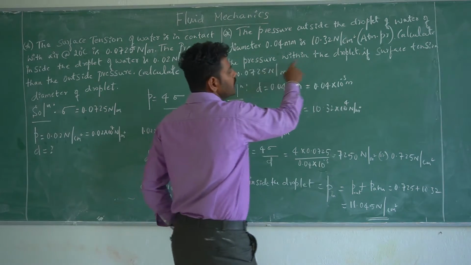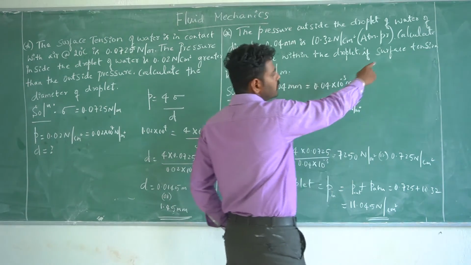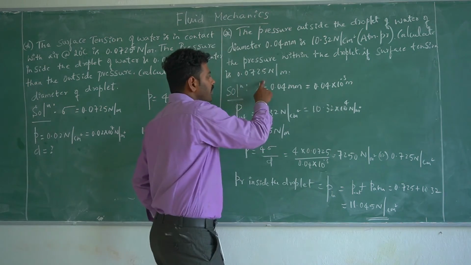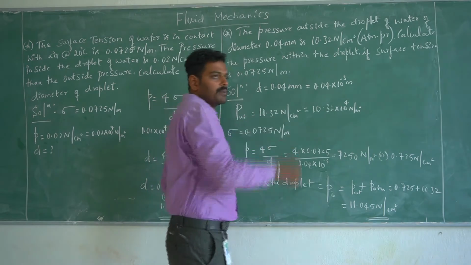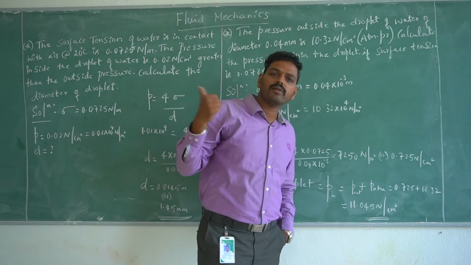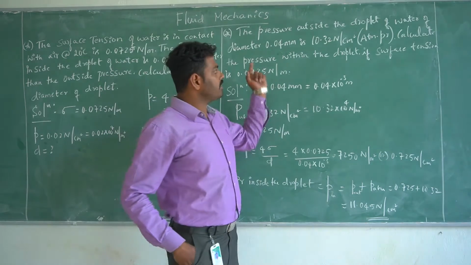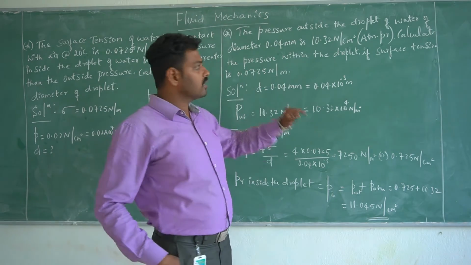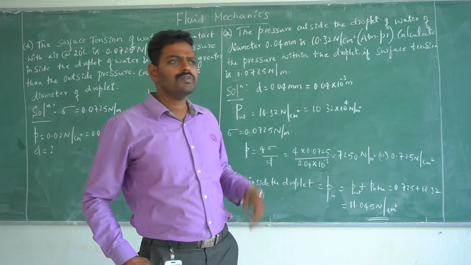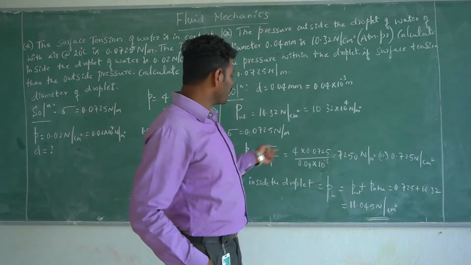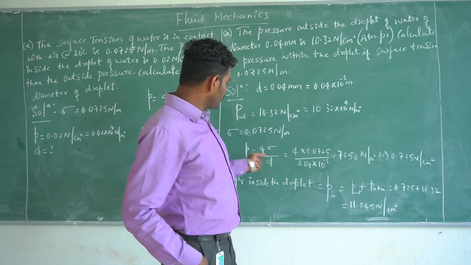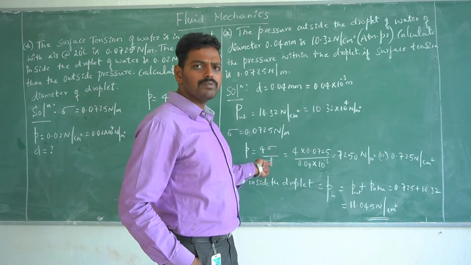Calculate the pressure within the droplet of water if the surface tension is given as 0.0725 Newton per meter. So in the previous problem we directly had to find the diameter of the droplet, but in this problem the diameter is given, pressure is given and the surface tension is given. Then which one is the unknown? We know the equation P is equal to 4 sigma by D. P is given, sigma is given, D is given. Then which one is the unknown?